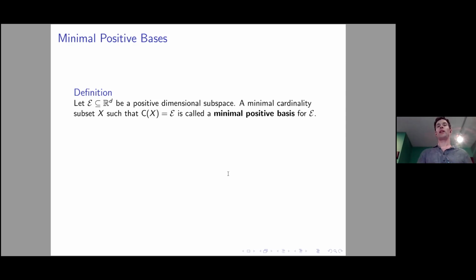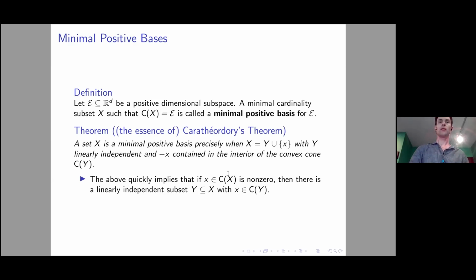I'm not a huge fan of this name because it sounds like it should involve something minimal by inclusion, but this is the name that's in use. And if you're familiar with the characterizing theorem, this is a very important but basic result from combinatorial geometry. It's closely tied to what these minimal bases look like.